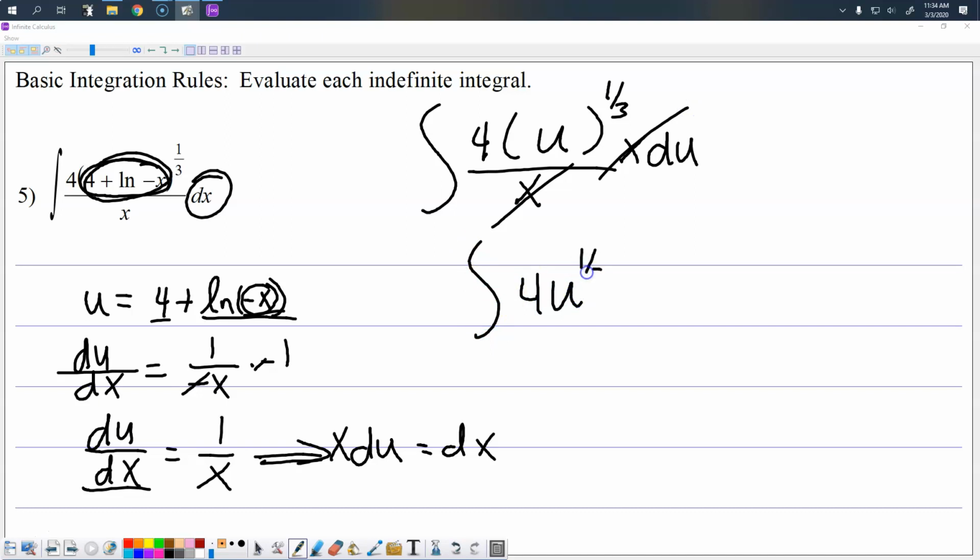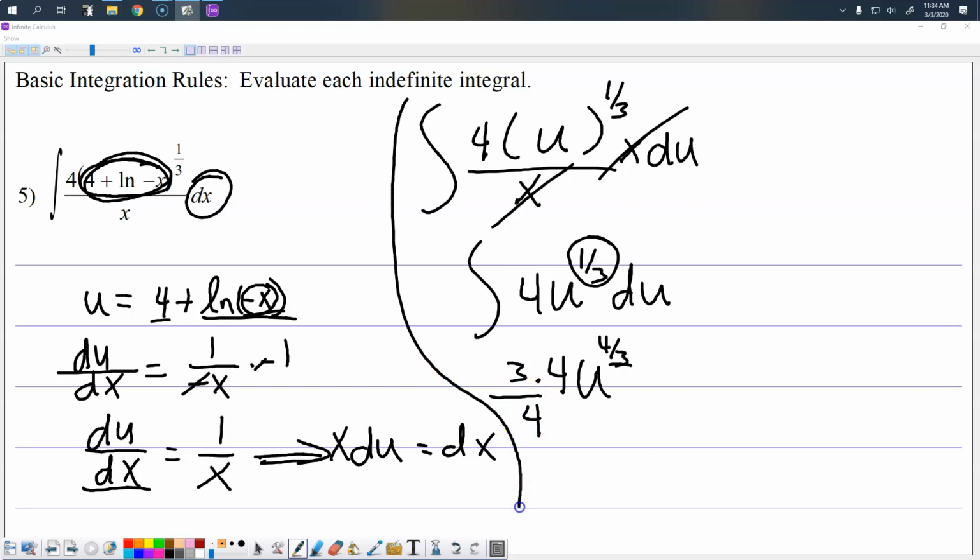And once again, at this point, we should no longer have any x's. So now we go ahead and add 1 to our power to integrate it, which would give us 4/3. And we divide by that number. However, dividing by a fraction is the same as multiplying by the reciprocal, right? Don't forget your plus c. 4's cancel, and so we're left with 3u to the 4/3 plus c.